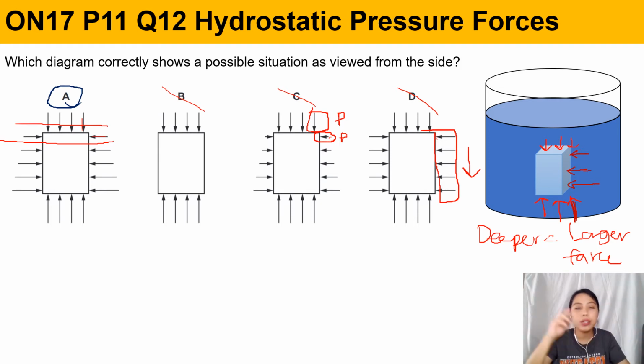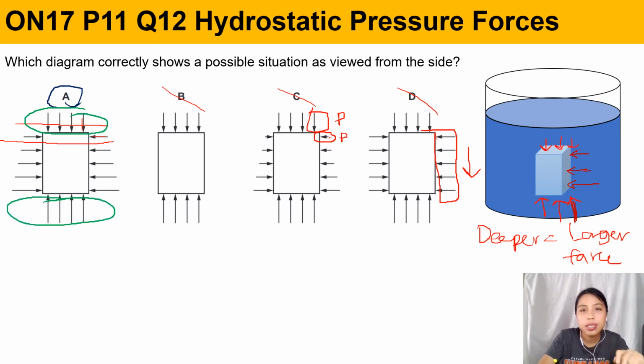So remember, whenever you see arrows like this, think about some key points. First key point is, let's use green, the arrows on top are smaller than the arrows on the bottom. And this is always true because gravity is always pulling everything down. So down there, the pressure is higher than the pressure on top.